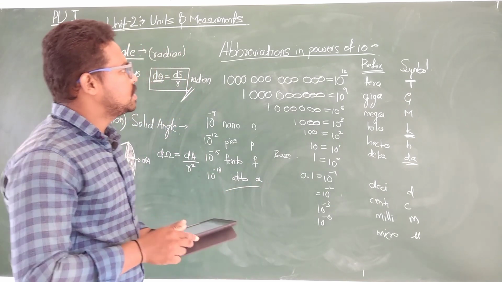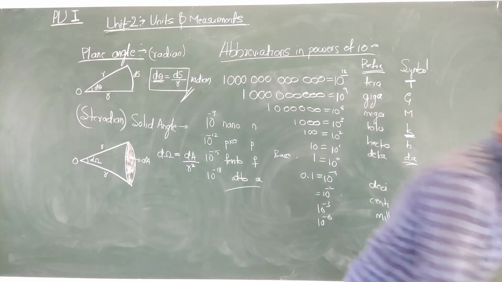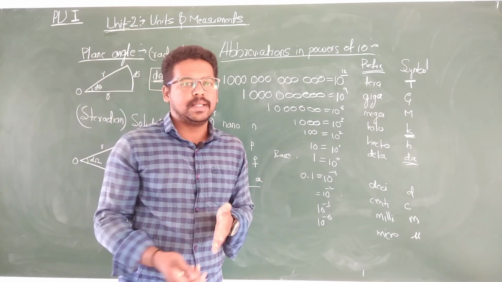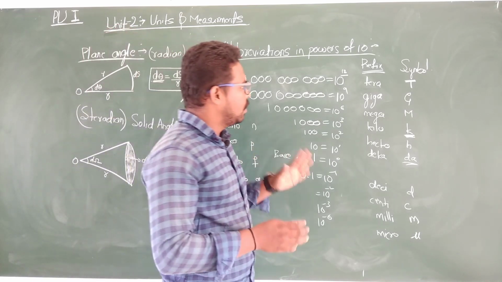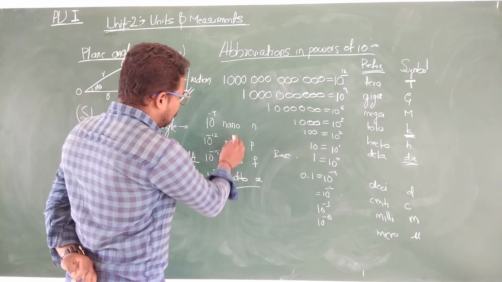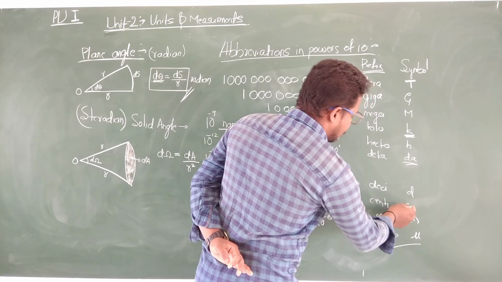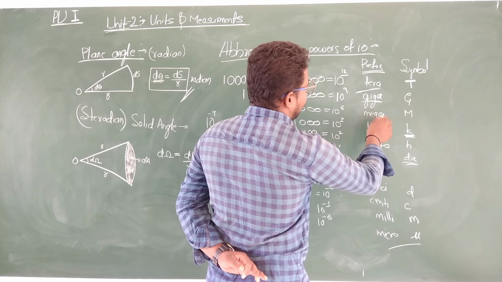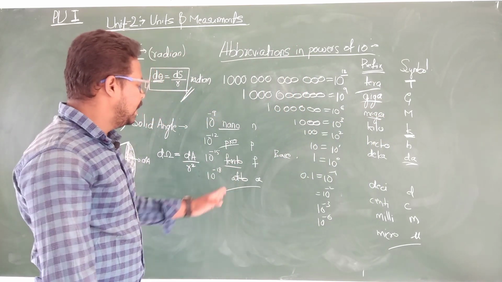These are the abbreviations in powers of 10 we use to make calculations simple. We are going to use these abbreviations in our further classes and studies, so please remember them. Not all, but the important ones: nano and micro, centi is simple, kilo is simple, and tera, giga, mega. These are the important ones, and also pico and atto.